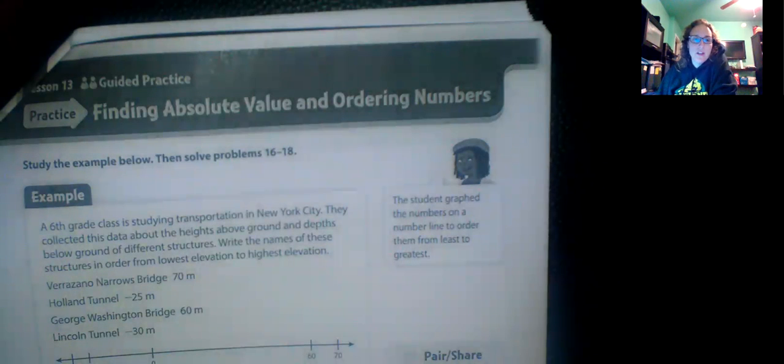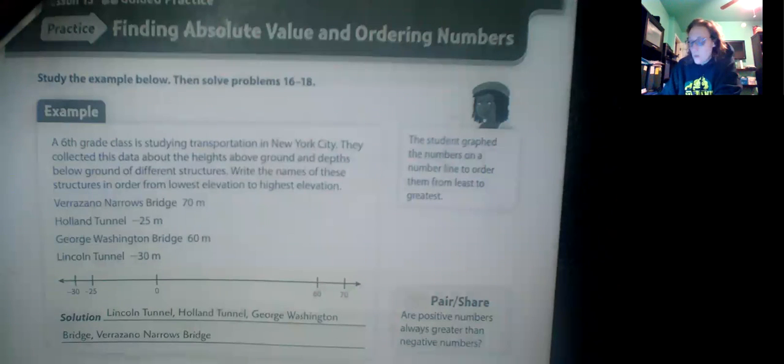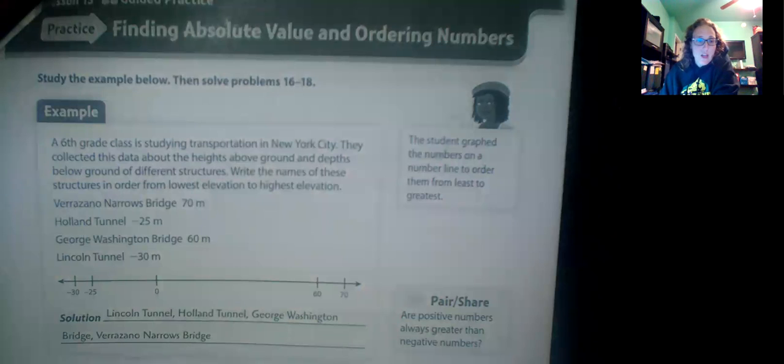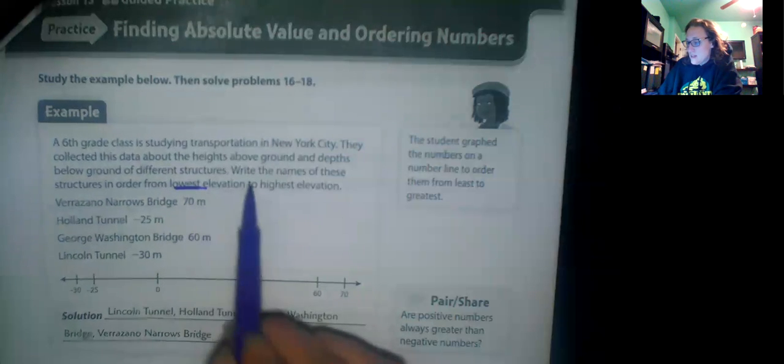All right, so we're still working on finding absolute value and ordering numbers. Okay, so let's look at this first example. We're working on pages 128 and 129 in our packet. A 6th grade class is studying transportation in New York City. They collected this data about the heights above ground and depths below ground of different structures. Write the names of these structures in order from lowest to highest.